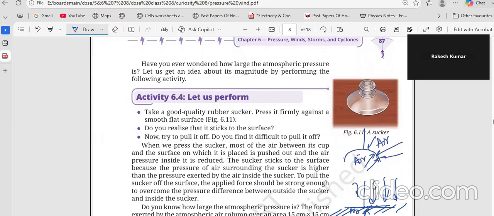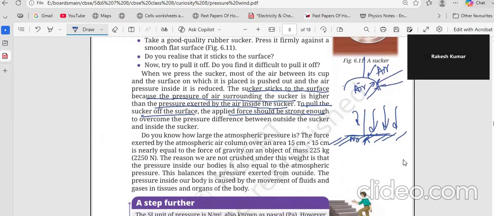So when there is no air inside, it's very difficult to pull it out. The sucker sticks to the surface because the pressure of the air surrounding is higher than the pressure exerted inside the sucker. There is no air inside the sucker. To pull the sucker off the surface, the force must be strong enough. So how much force do you have to apply? You have to apply great force.